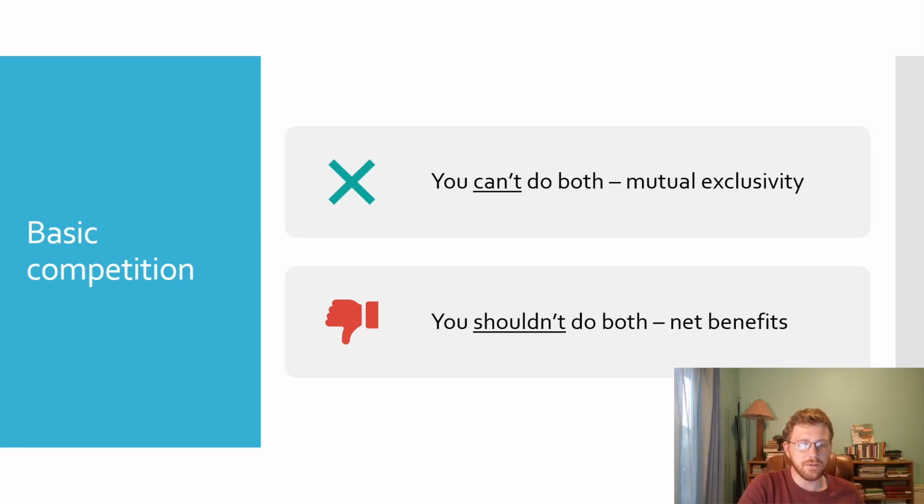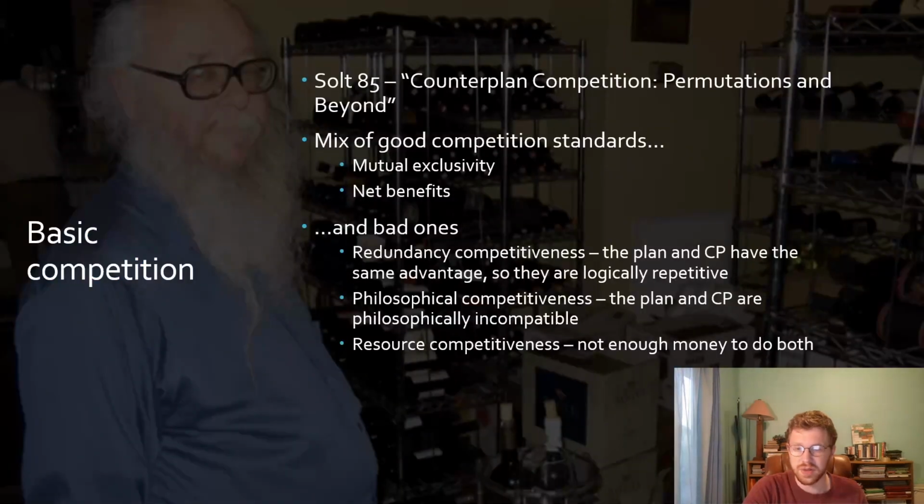Well, when the neg first arrived at this innovation in the late 70s and early 80s, the AF actually had pretty limited options to fight back. In an article from 1985, which was called Counterplan Competition, Permutations and Beyond, University of Kentucky coach Roger Solt explained that competition debates during this time were dominated by a variety of so-called competition standards, which were essentially these basic tests that people used to figure out if counterplans were competitive.